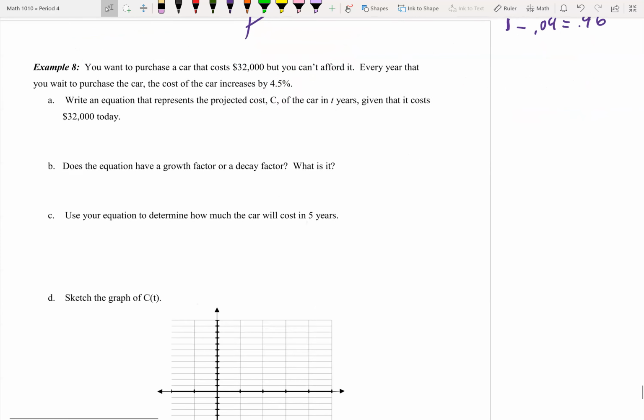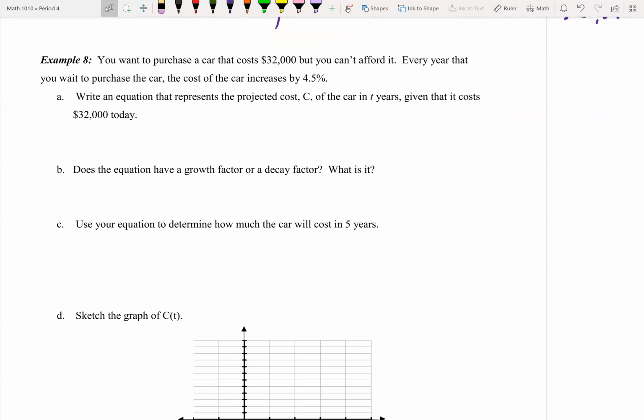Okay, question 8. Let's just do it together so we can get going on corrections. You want to purchase a car that costs $32,000, but you can't afford it. Every year you wait, the car is going to increase by 4.5%, okay? Is this linear or is this exponential? Immediately you know exponential. So don't even look at linear. Write an equation that represents how much it's going to cost in 2 years.